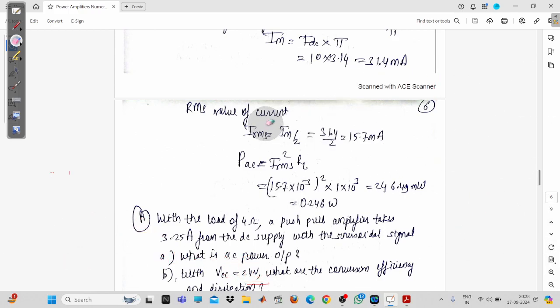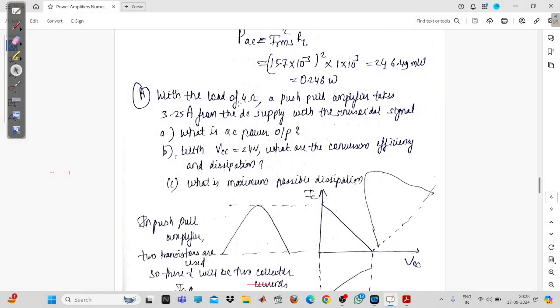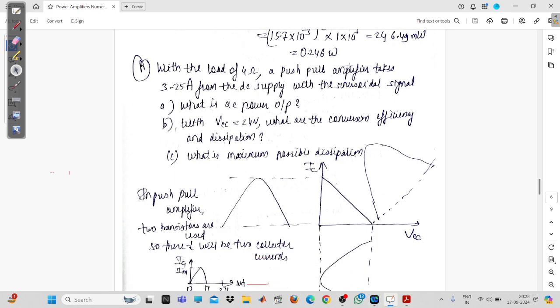This is very important because the push-pull amplifier has been discussed. So you can see that with the load of 4 ohm, a push-pull amplifier takes 3.2 ampere from the supply. So I think it will be better if you draw the circuit of it. A push-pull amplifier means what? The first transistor is the NPN transistor. So I'm going to draw the NPN transistor.